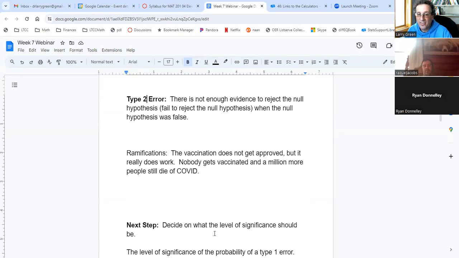Step 3 is we're going to decide on the level of significance. So the level of significance is kind of the complement of the confidence level. Do you remember what the confidence level was? That was last week. It hadn't been that long. What was it? What was the confidence level? The level of confidence that we have that we're correct, exactly.